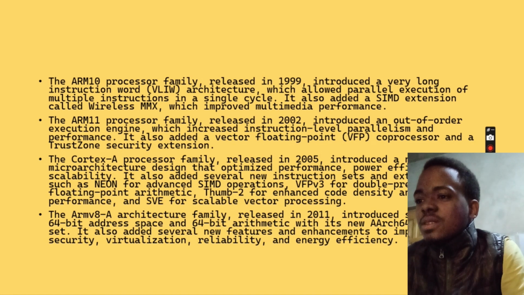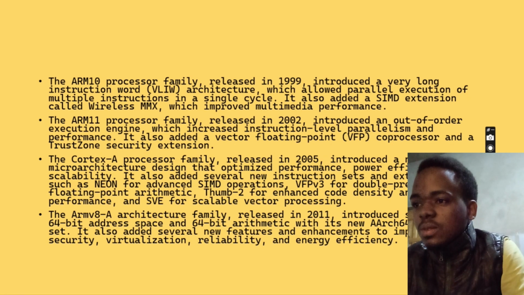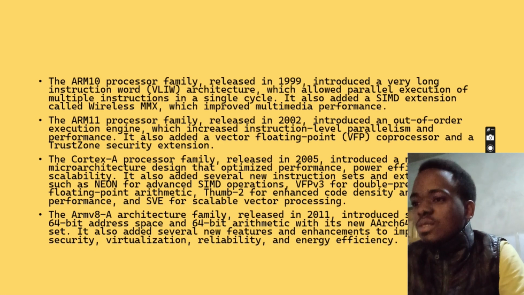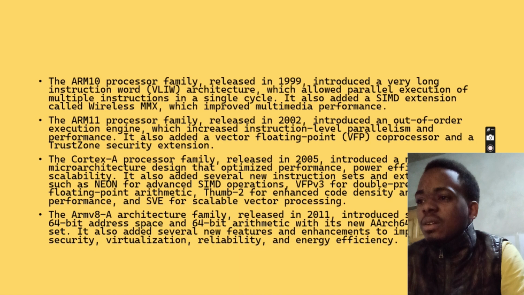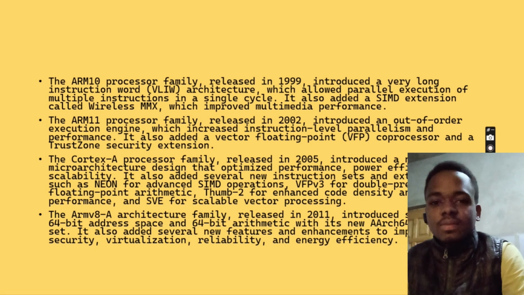The Cortex-A processor family, released in 2005, introduced a new microarchitecture design that optimized performance, power efficiency, and scalability. It also added several new instruction sets and extensions, such as Neon for advanced SIMD operations, VFP version 3 for double precision floating point arithmetic, Thumb-2 for enhanced code density and performance, and SVE for scalable vector processing.